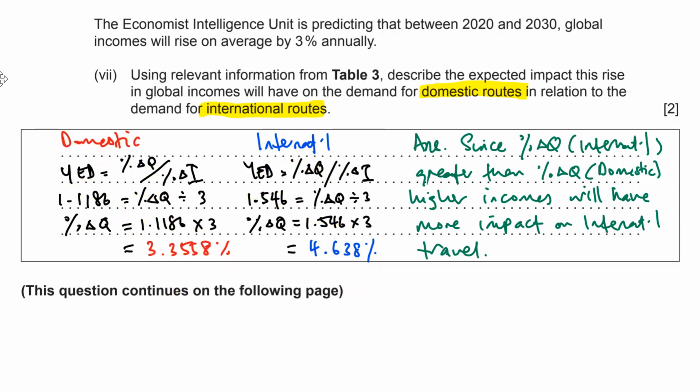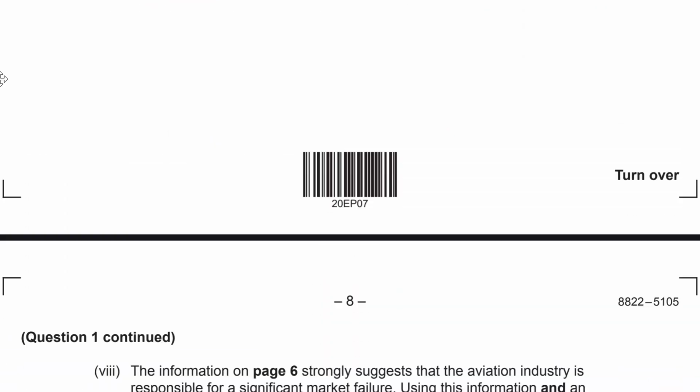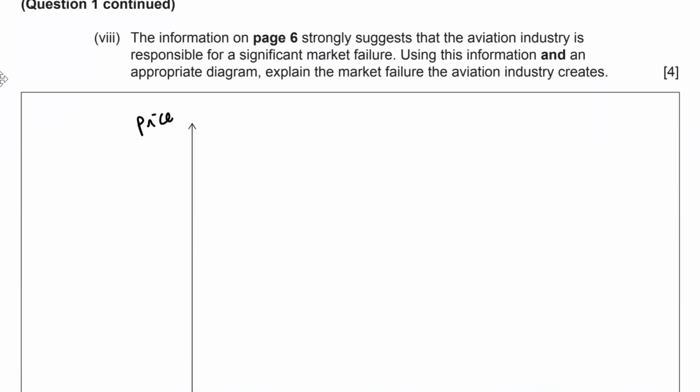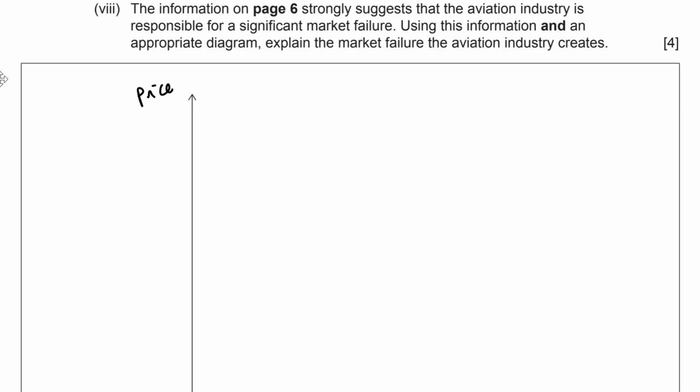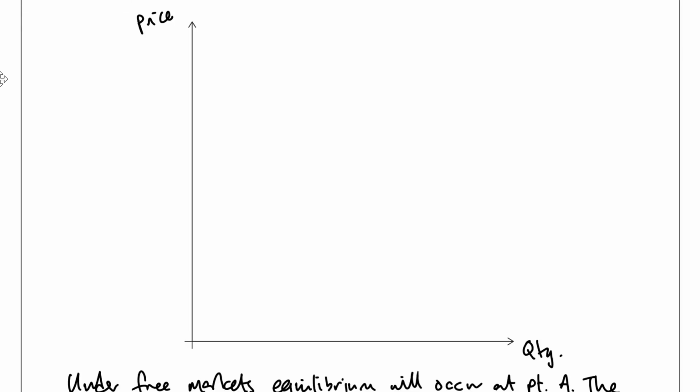Okay, so if we move on to the next question, part 8. The information on page 6 strongly suggests that the aviation industry is responsible for significant market failure. Using this information and an appropriate diagram, explain the market failure the aviation industry creates. Okay, so here we've got a very typical market failure type of diagram.